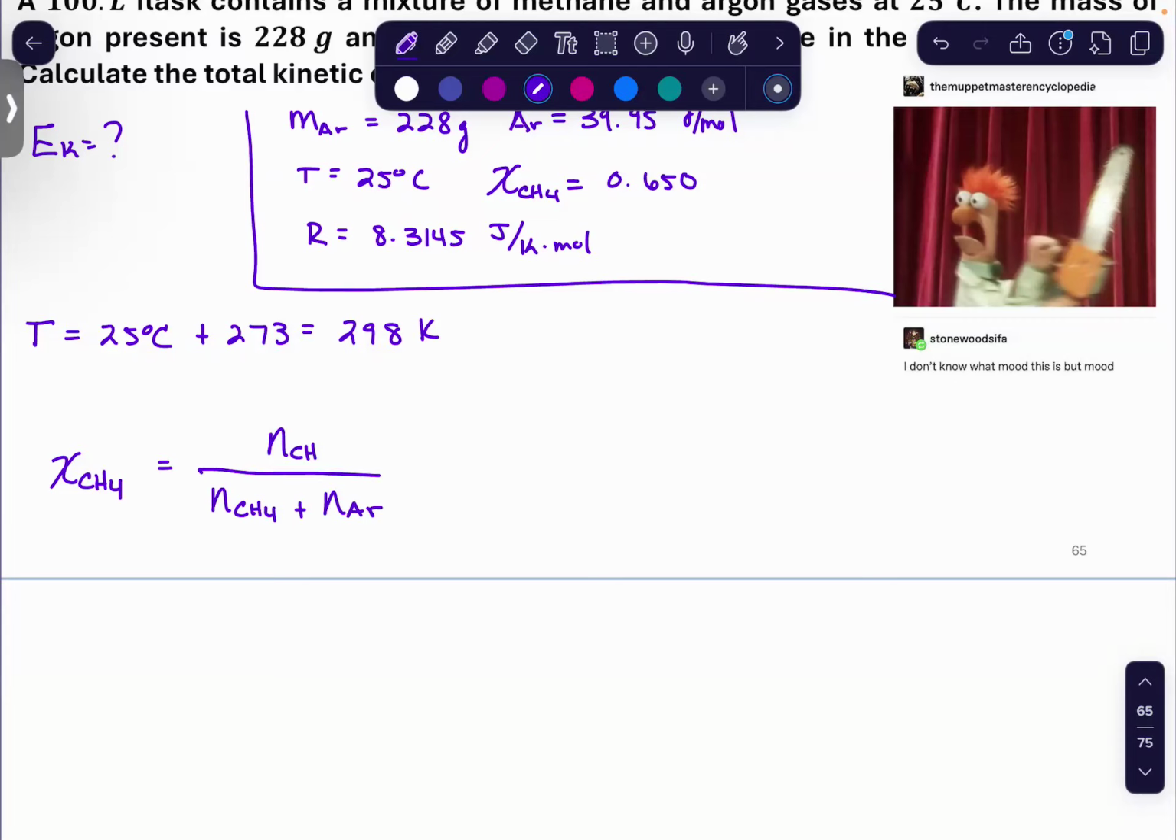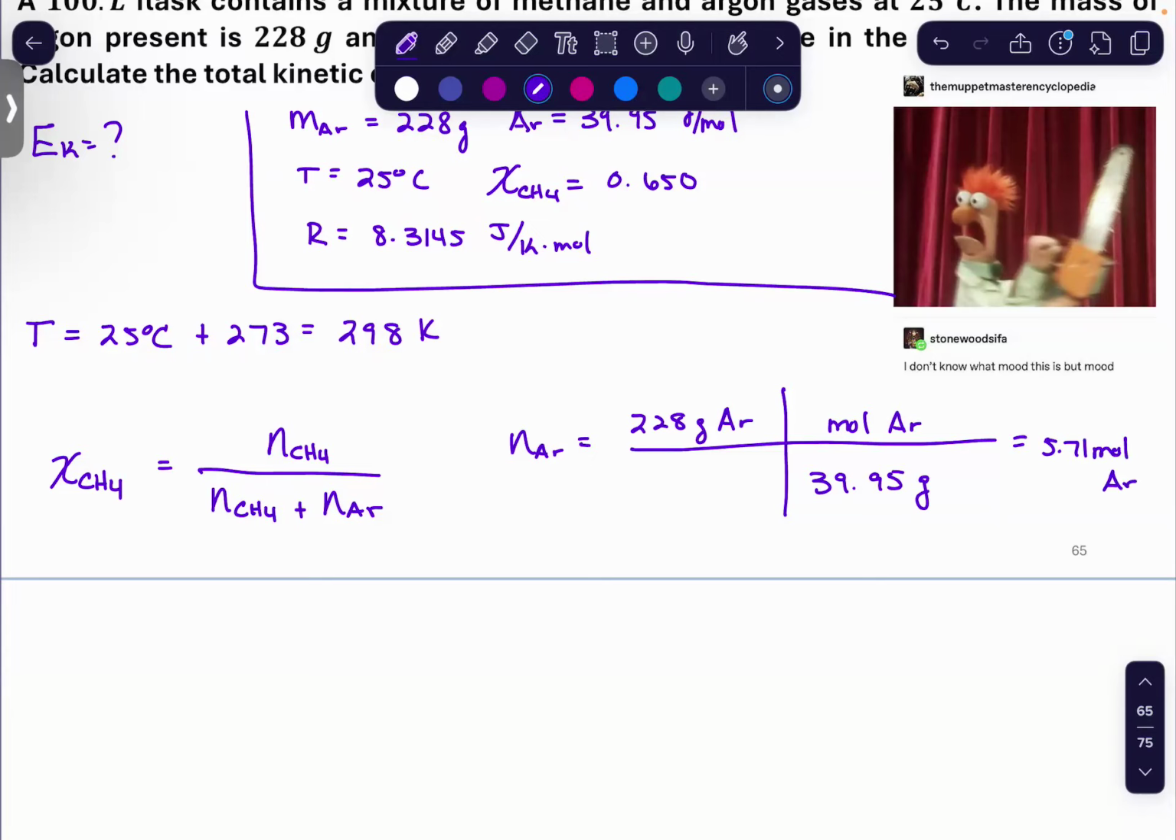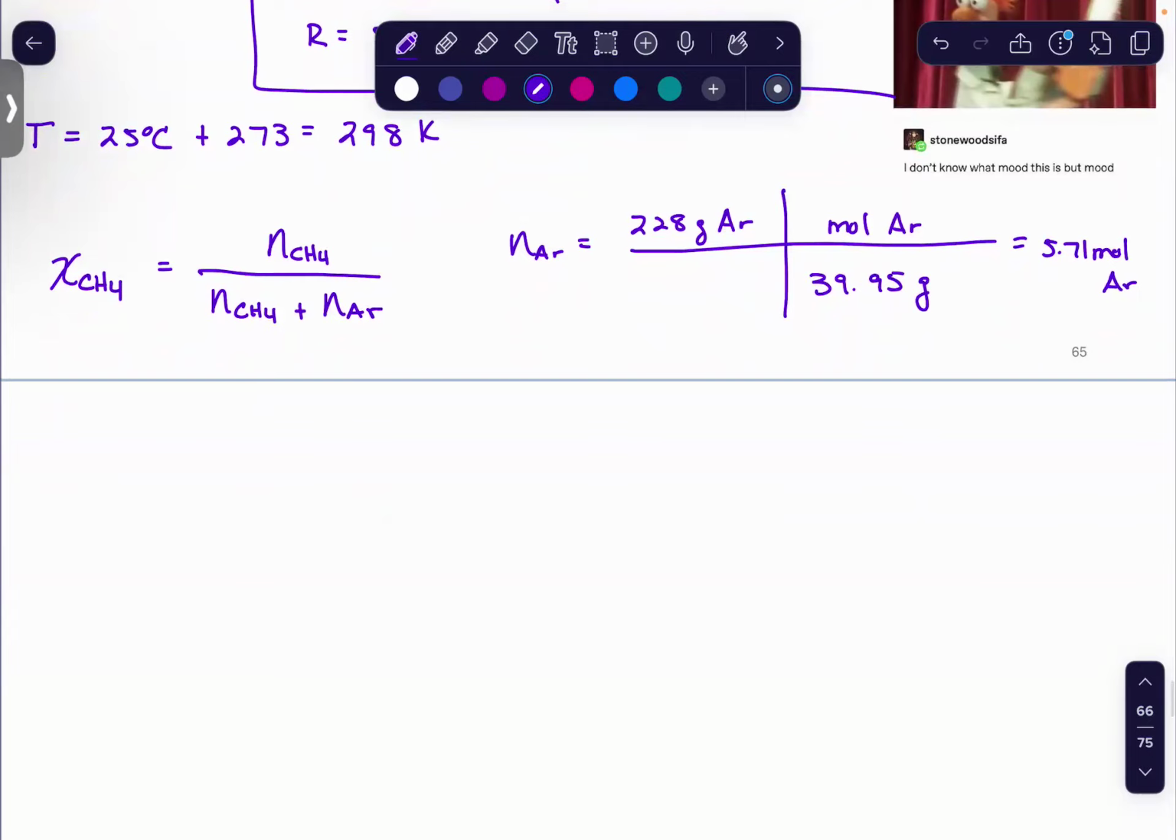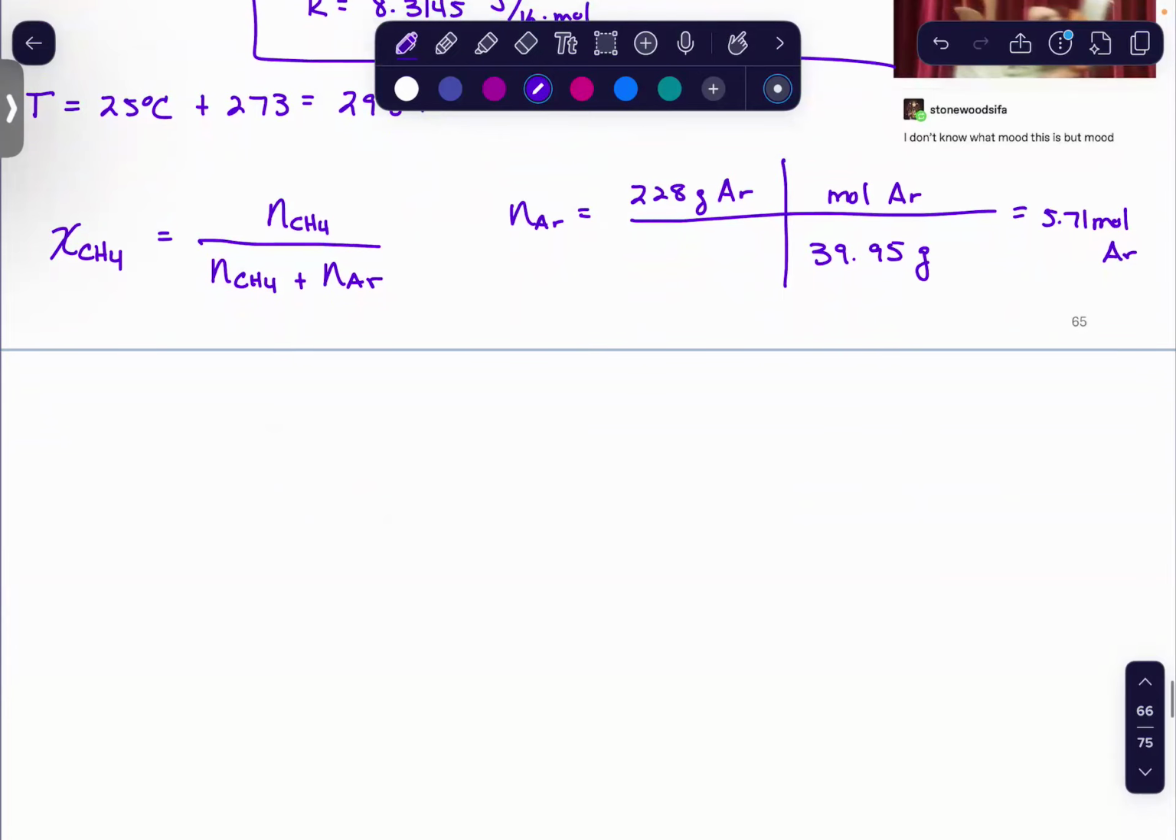But I can get a number for moles of argon because I remember I have 228 grams of argon, divided by 39.95 grams of argon per mole. And that is going to give me 5.71 moles of argon. Okay. Now for fun, we're going to rearrange this algebraically before we plug any numbers in. So I'm going to multiply through by the denominator.